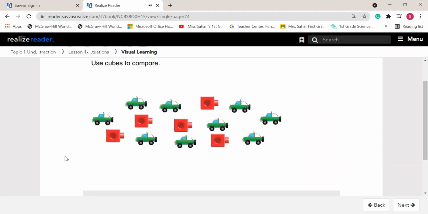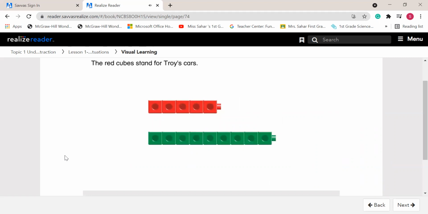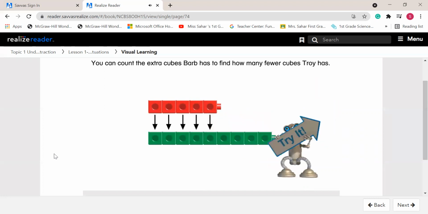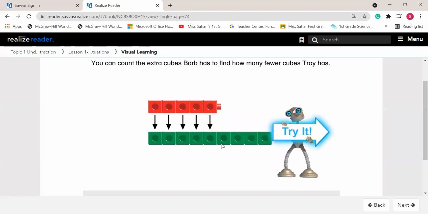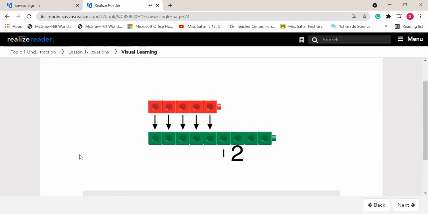Use cubes to compare. The red cubes stand for Troy's cars. The green cubes stand for Barb's cars. You can count the extra cubes Barb has to find how many fewer cubes Troy has. So let's count. 1, 2, 3, 4. Troy has 4 fewer cars.